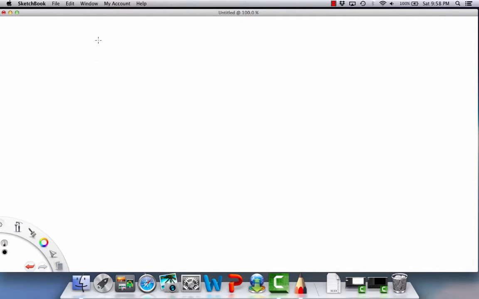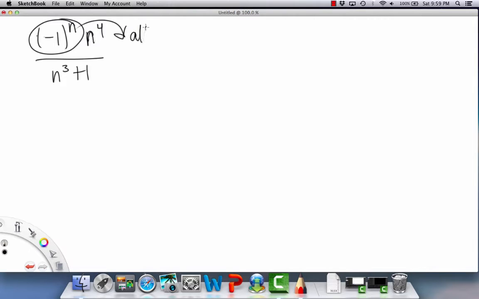What this is saying essentially is that we know it's alternating because it has the factor of (-1) to the n in the front, because it was written like this. And then we have our n to the fourth over n to the third plus 1. So this gives us the alternating part. Alternating just means alternating signs. When n is 1, that's going to be negative, so it's going to be negative a1 plus a2, and then minus a3, dot, dot, dot.